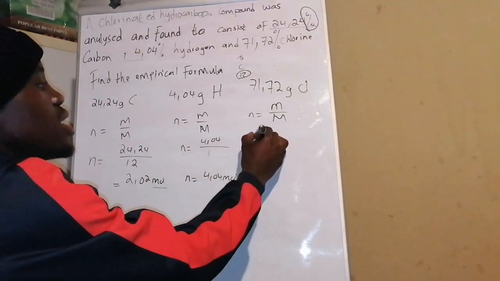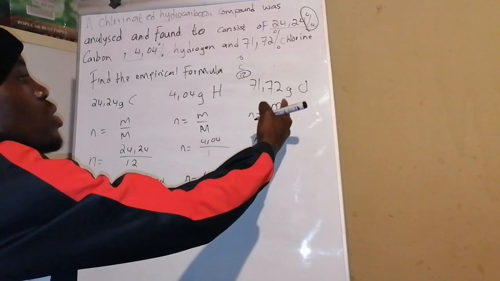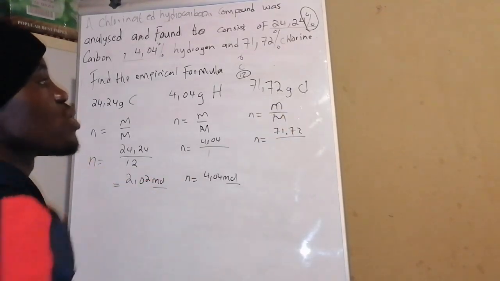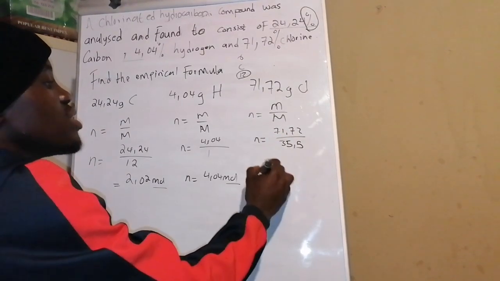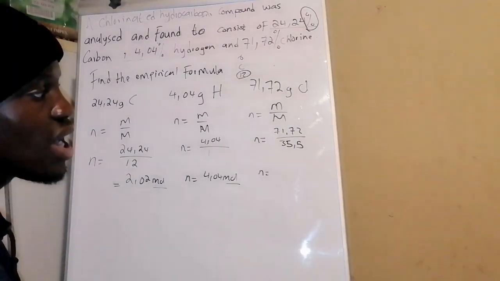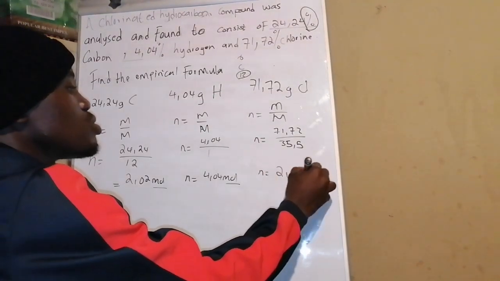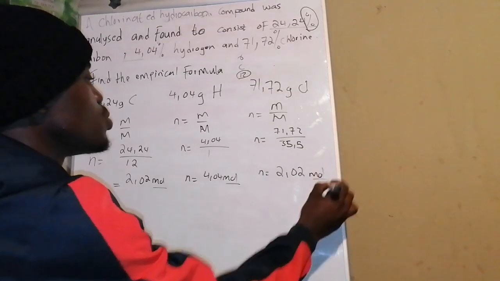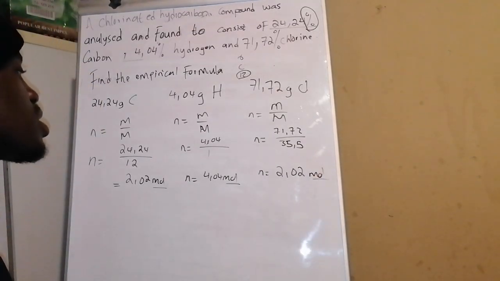We come here, number of moles for chlorine. Now mass, it is 7.72 over the molar mass for chlorine, which is 35.5. Now you punch that on your calculator, you will get 2.02 mole, right? It is very important that you show us the SI units.